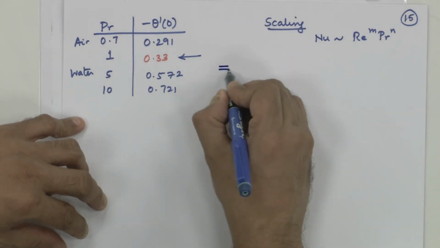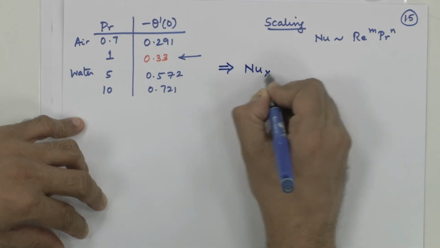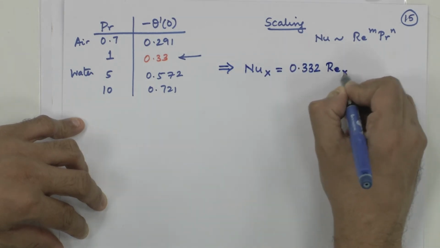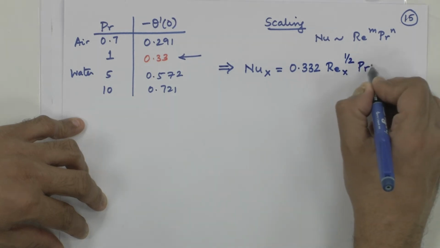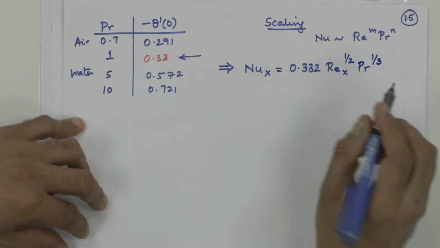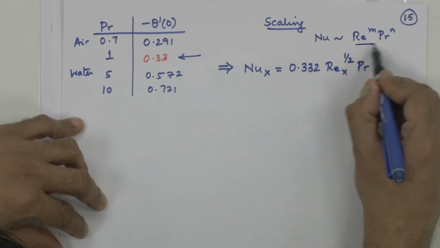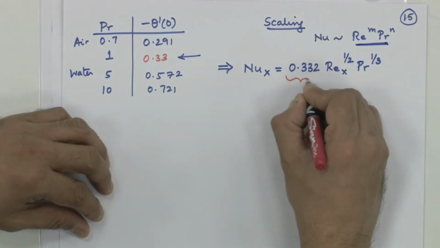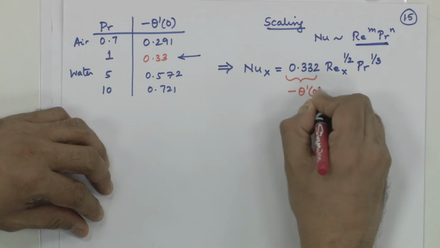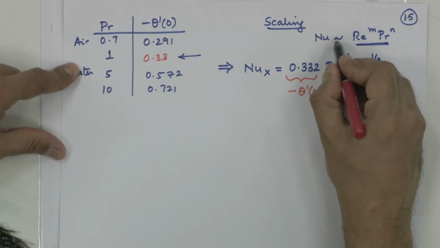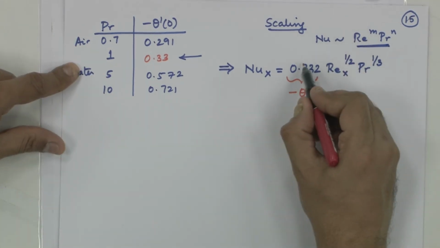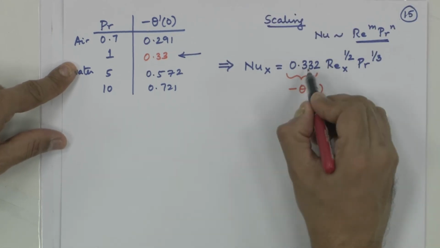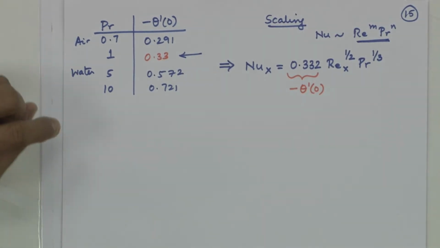Okay, so we are going to see when I plot these things together, when I group these results, I would get Nusselt number equal to 0.332 Re to the power half Pr to the power 1/3. Similarity method had given me this functional form, and now this minus theta prime of 0, this order of magnitude, was replaced by an equal to sign by putting in a constant, and that constant was 0.33.